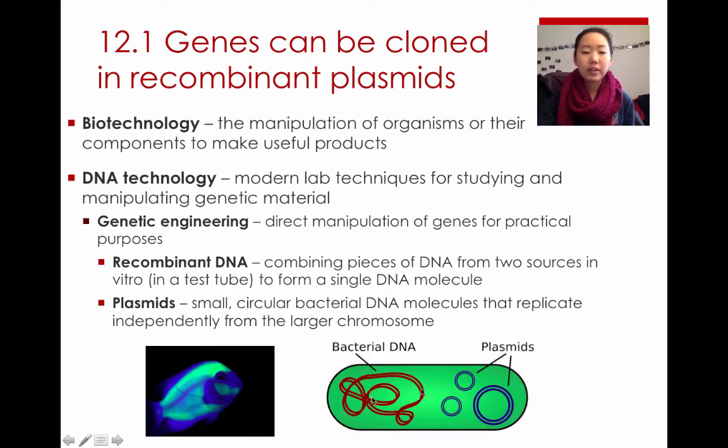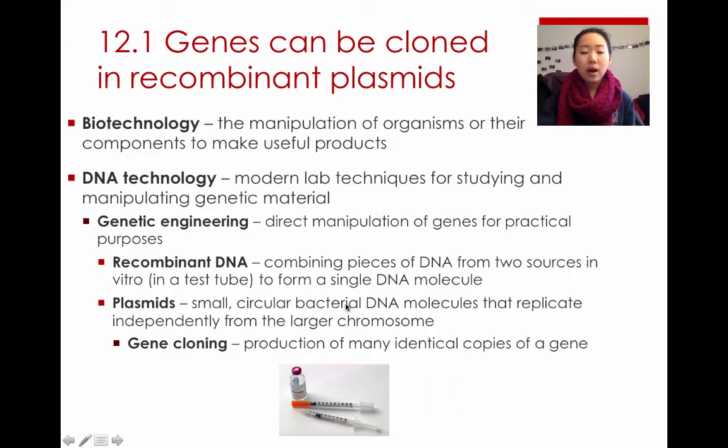This picture right here of a fish is an example of recombinant DNA, where jellyfish DNA was injected into the fish's DNA, which allows the fish to glow in the dark. And then right here is a picture of what the plasmids look like.